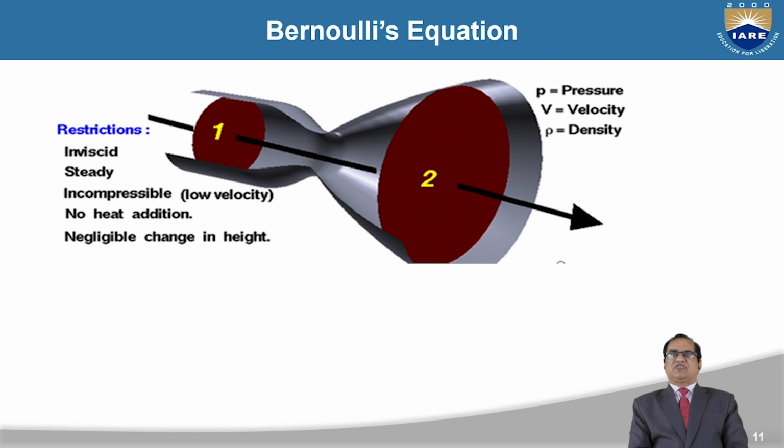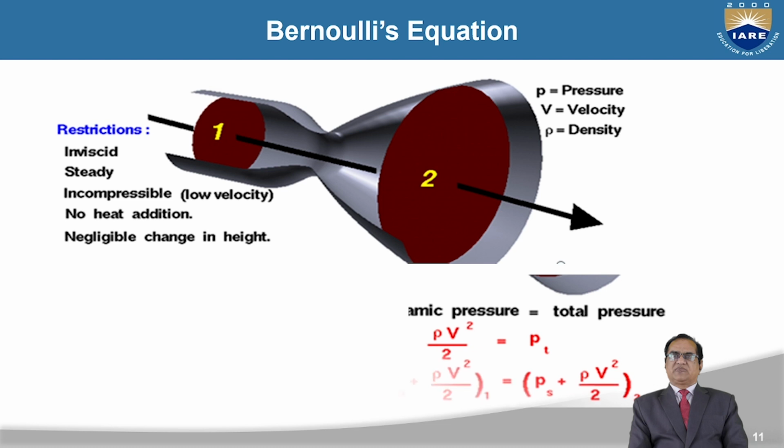In this we have some restrictions, some assumptions: the fluid should be inviscid, steady, incompressible, with no heat addition and negligible change in height. P is pressure, V is velocity, rho is density. These are the few parameters which will vary in this channel.